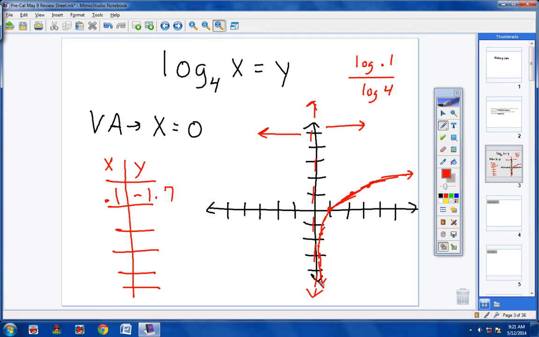All right. Most definitely, yes. We're going to go ahead and fill in this table of values here, Caleb.